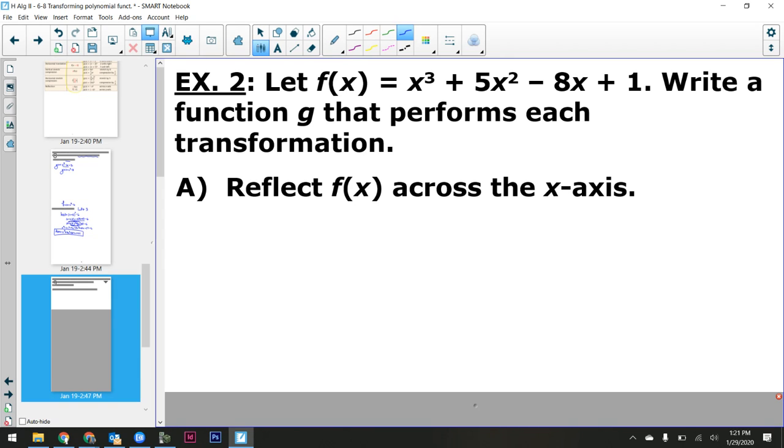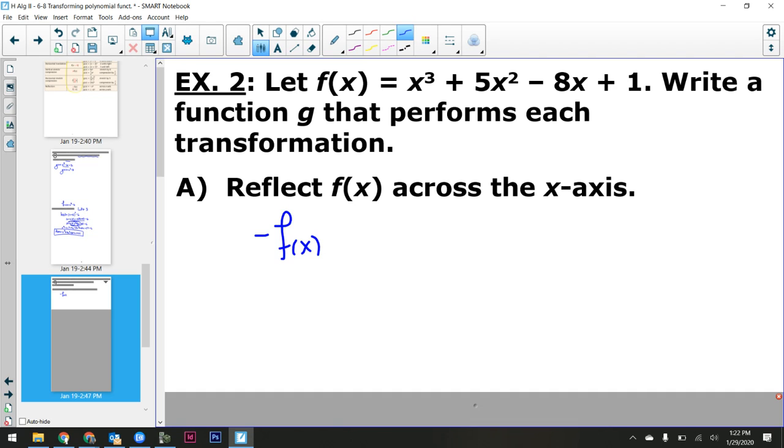All right. So I've got a new function. Now I'm not giving you the equation. I'm giving you in words what to do with it, and you're going to have to come up with what that means in terms of the equation. So for example, I want to reflect this across the x-axis. What does that tell me to do? Where do I put the negative? Outside or inside? Outside. Reflecting it across the x-axis is negative f of x.